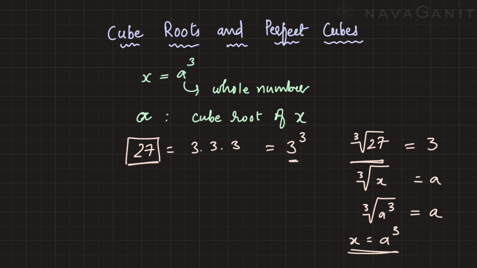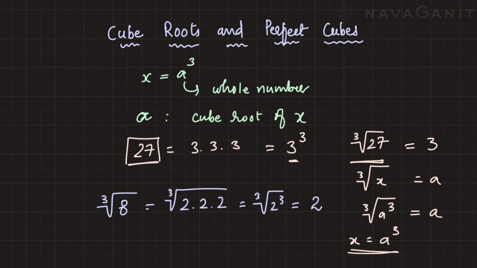Now what about the sign of a cube root? One interesting thing is cube roots always preserve the sign of the original number. So what do I mean? Say what is the cube root of 8? 8 is nothing but 2 multiplied by 2 multiplied by 2. That is, it is 2 cubed. So the cube root of 2 cubed is nothing but 2.